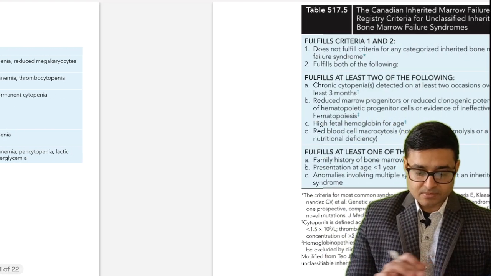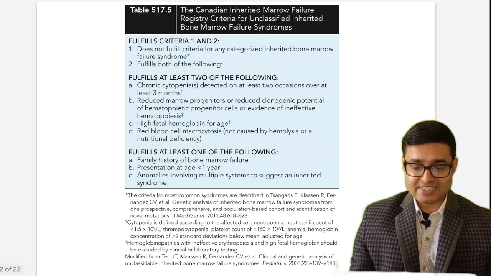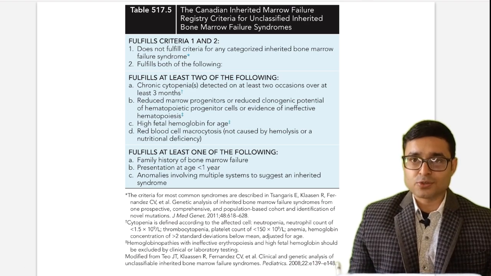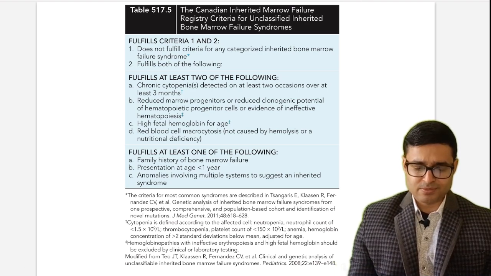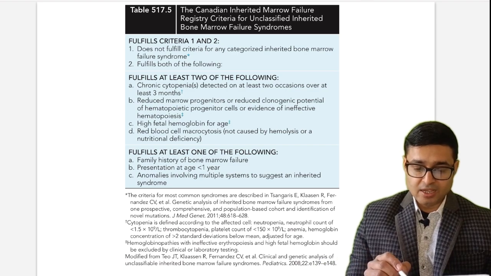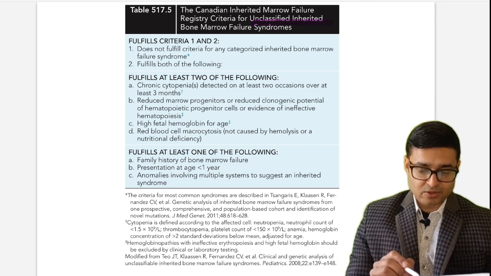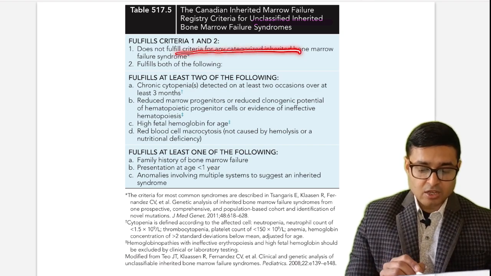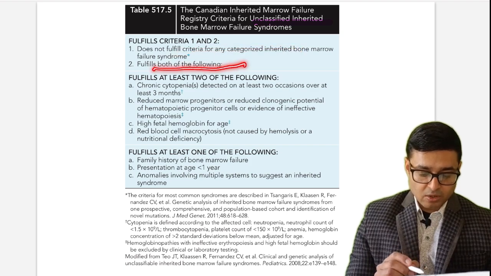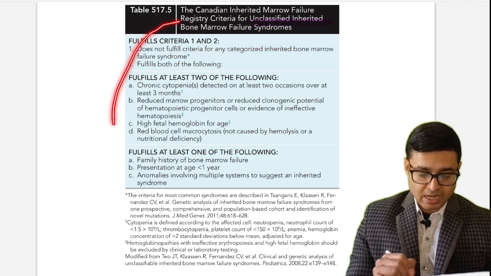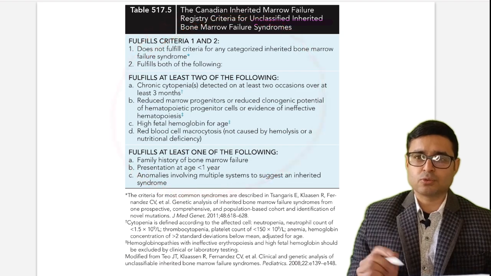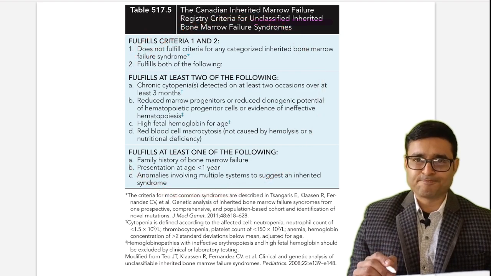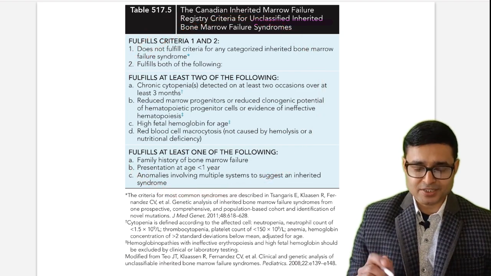Last but not least, the Canadian Inherited Marrow Failure Registry classification criteria for unclassified inherited bone marrow failure syndrome. What you have to remember is that if they do not fulfill the criteria, they must fulfill both of the following. This has not been asked, but just go through this table, as one question might come from it.